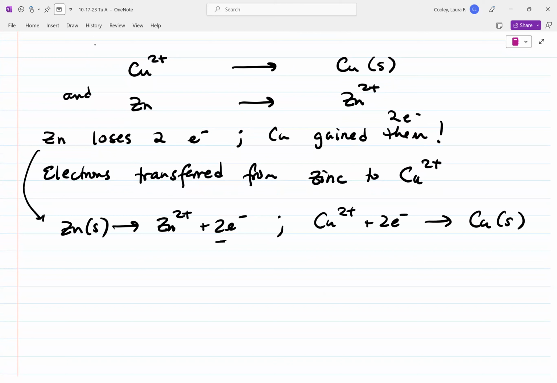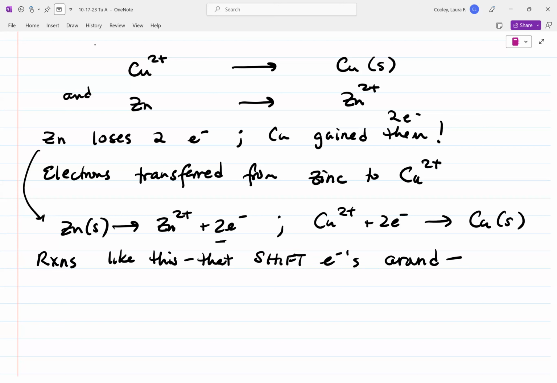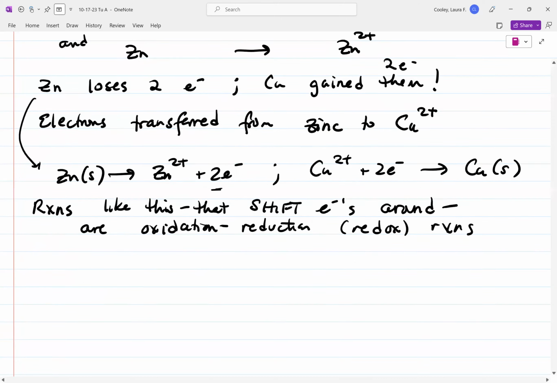So essentially 2 electrons are transferred from zinc to the copper ion. Reactions that shift electrons like this, and this is what most reactions are, many reactions are redox reactions where electrons are shifted around. So reactions like this that shift electrons around are oxidation-reduction reactions, which we call redox for short, or redox reactions.